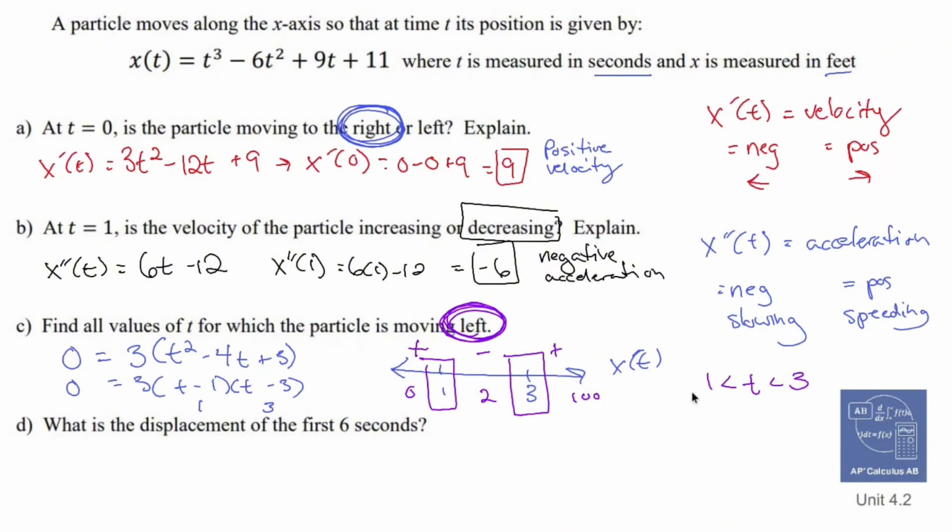Including 1 and 3? No, because at 1 you're stopped, and at 3 you're stopped. So this is me writing it out in inequality notation. You could use the parentheses (1, 3), whatever works. In between 1 second and 3 seconds is when we are moving to the left. Okay, so that is C.